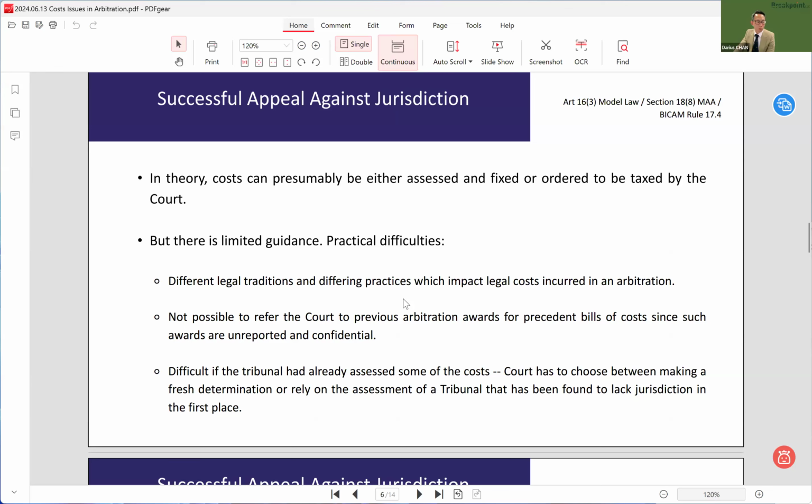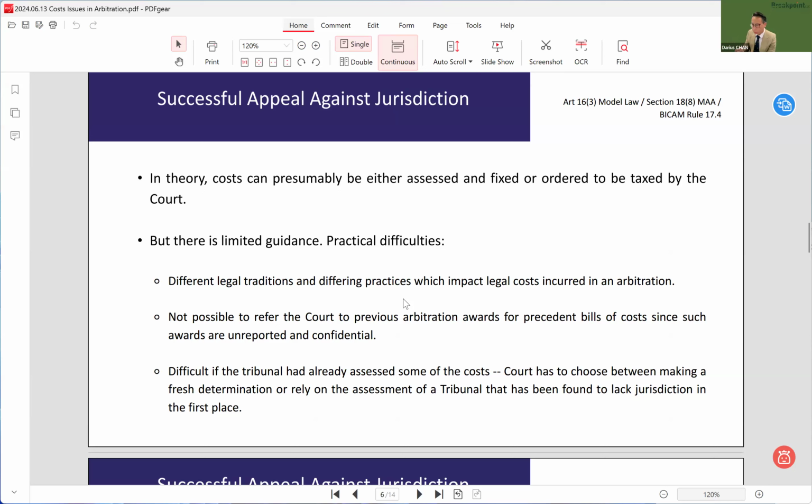Number one, differing legal traditions, differing practices. And this is not so much a problem when you've got a domestic arbitration and parties who are familiar with, for example, Malaysian principles of taxation, party-to-party costs, indemnity costs, etc. This issue would be particularly acute when you've got international parties, for example, from civil law jurisdictions. We've never heard of P2P costs, we've never heard of indemnity costs, not familiar with the tariffs imposed by the courts.